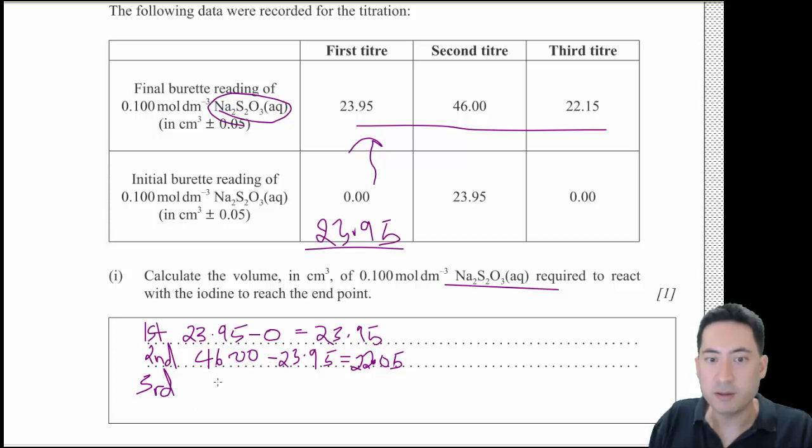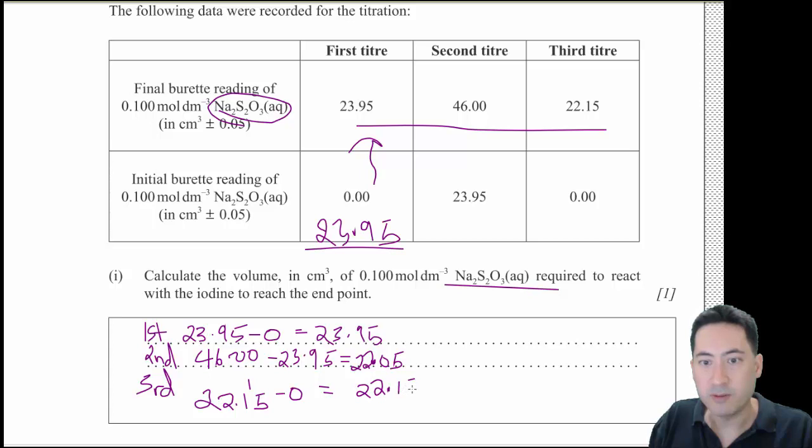The third one here is 22.15. Oh no, we started at 0, yeah, minus 0, and that's 22.15. Now, both of those are not brilliant. You should be within plus or minus 0.05, but this really is your rough, and so we ignore it.